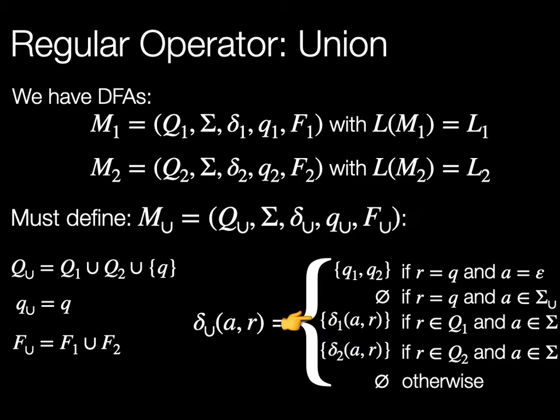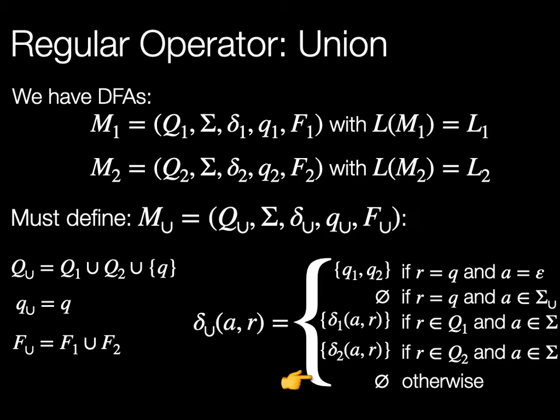Now that we are done with the new start state, the rest of our states are either from M1 or from M2. If we are in a state from M1, then we simply ask M1's transition function where to go next. Notice that we wrap the output in a set. This is because we are defining an NFA while the two inputs, M1 and M2, are DFAs. And we do the same for M2. Finally, all other cases return the empty set. Now notice that these are all the possible cases that we could find ourselves in when applying our new transition function, and hence this is the complete definition.